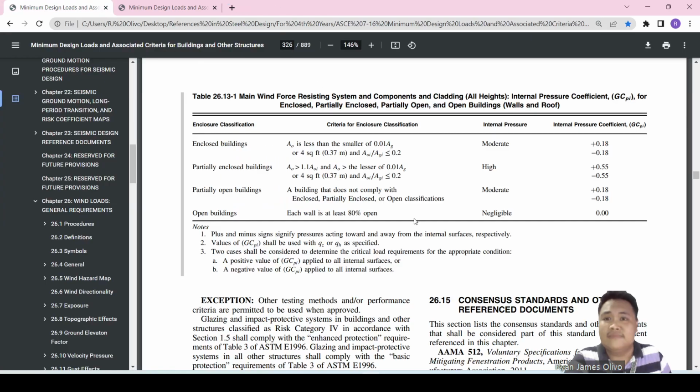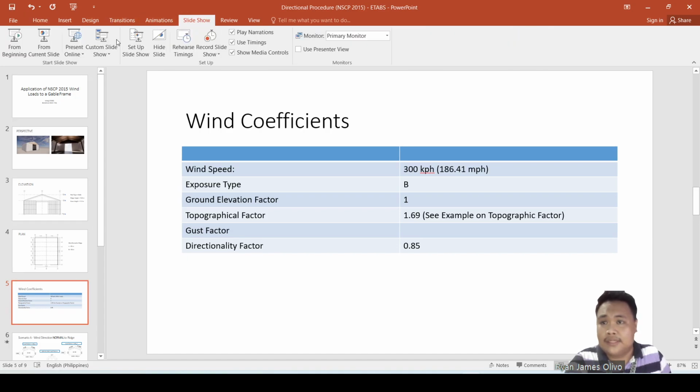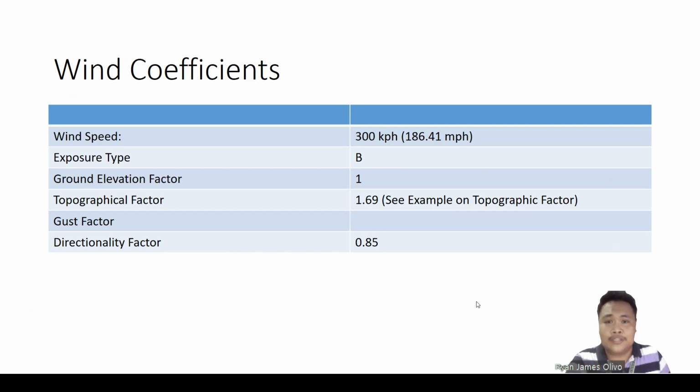Back to the home page. Anyway, it's 300, you see. So you can see the exposure type. We assume letter B, ground elevation factor 1, and the topographic factor. See the example on the topographic factor. We assume that it's 300 kph and the topography is in the area of Arakan. Anyway, this is just for academic purposes. I want you to solve the topographic factor if the topography is an escarpment, or what we call a ridge.